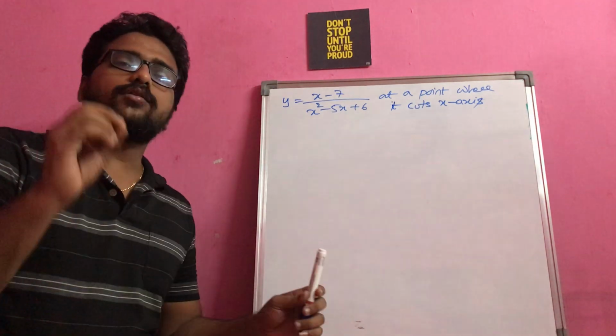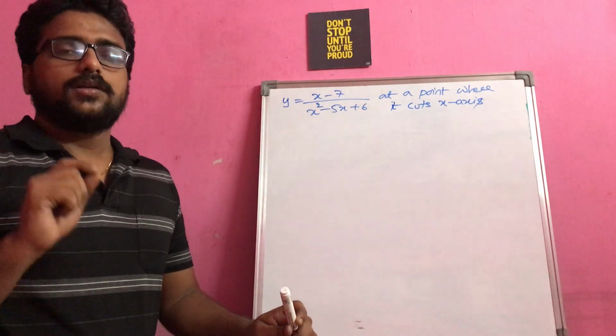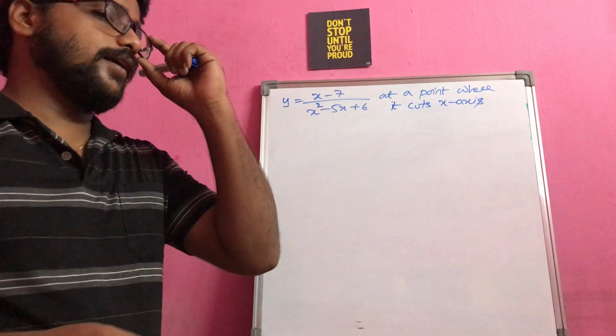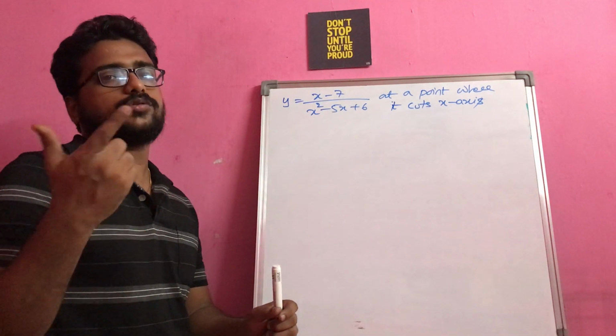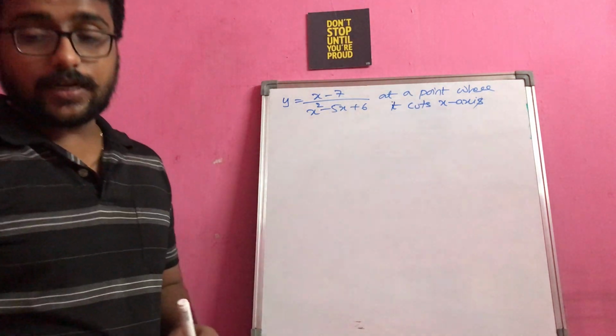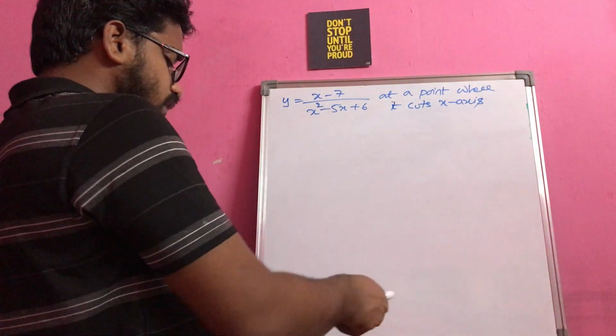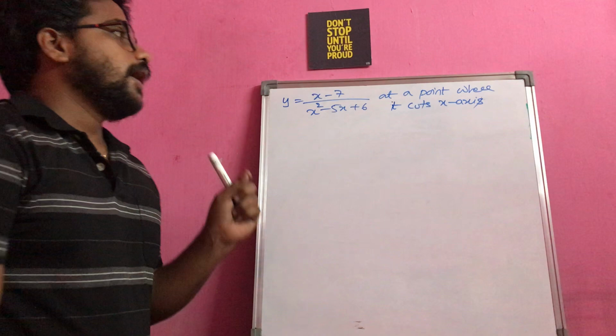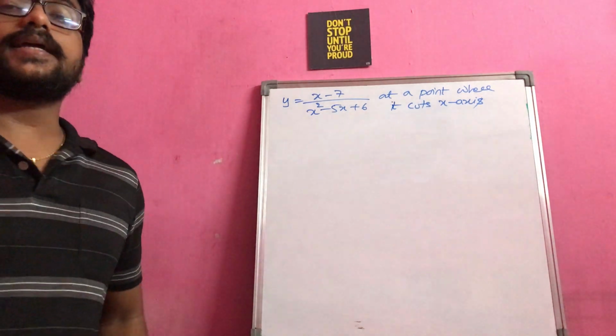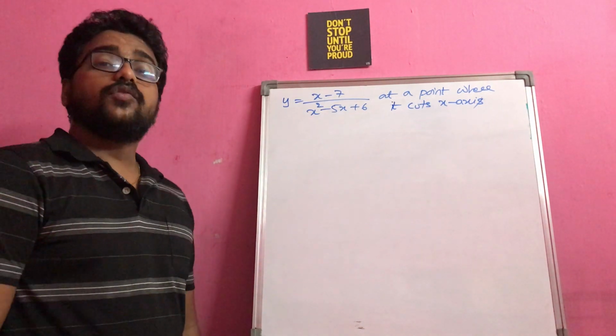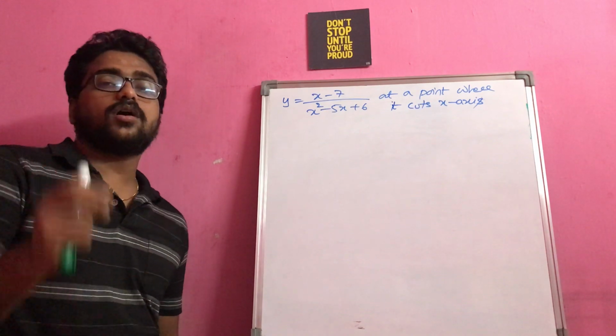So now see, you have to find the equation of a tangent. So to find the equation of a tangent, you should know the slope, you should know the point. Right. First, let us try to find the point here. What they are saying is at a point where it cuts the x-axis. Where it cuts the x-axis means, what does it mean?